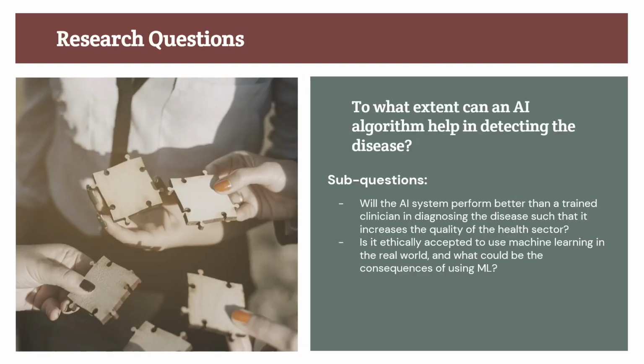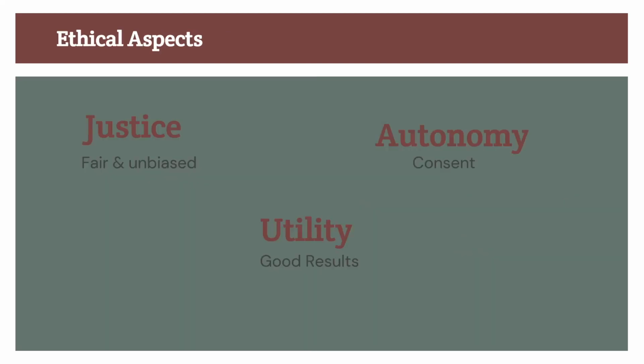Our research is developed around the question: to what extent can an AI algorithm help in detecting diabetic retinopathy? Besides this, we have formed two sub-questions, being: will the AI system perform better than a trained clinician in diagnosing the disease, such that it increases the quality of the health sector? And is it ethically accepted to use machine learning in the real world? And what could be the consequences of using machine learning? We have found that there are many ethical aspects to consider when using machine learning to detect diseases, and would like to say something in short about three very important points.